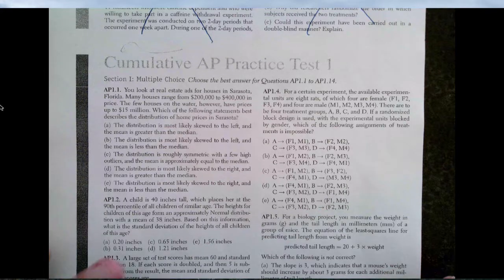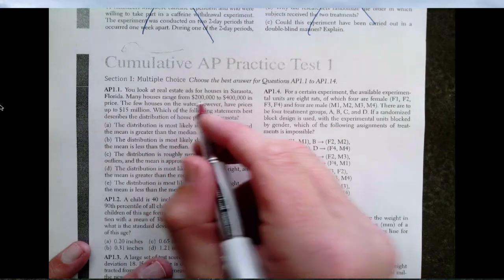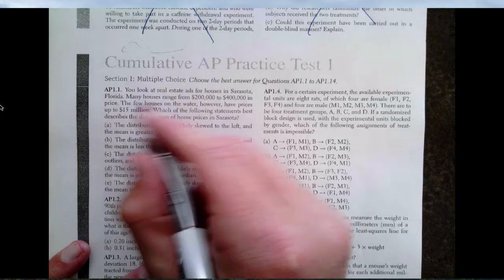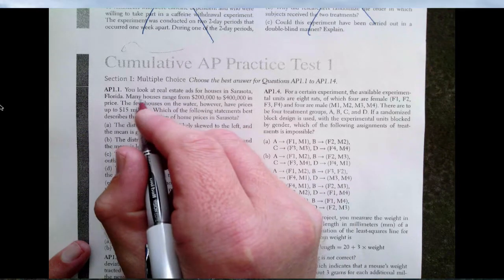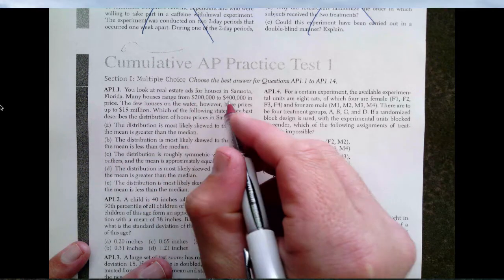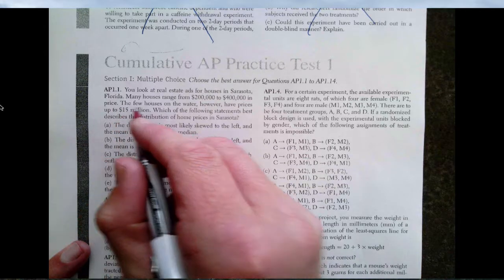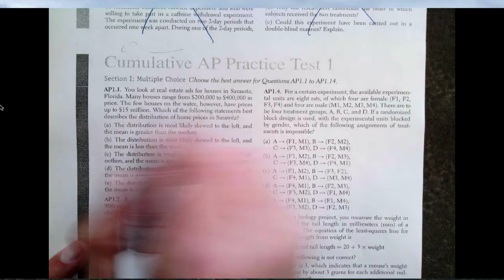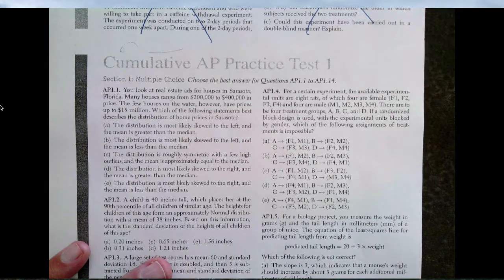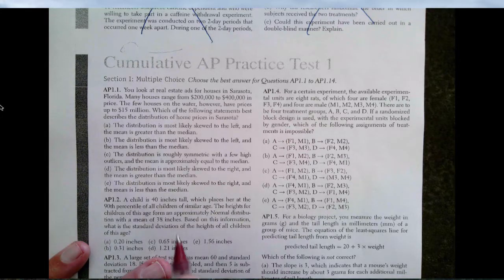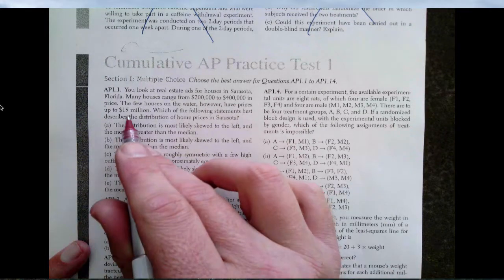Alright, starting with 1. It says, you look at real estate ads for houses in Sarasota, Florida. Okay, so we're talking real estate, home values. Many houses range from $200,000 to $400,000 in price. The few houses on the water, however, have prices up to $15 million. Which of the following statements best describes the distribution of home prices? Which means that we have outliers to the right.